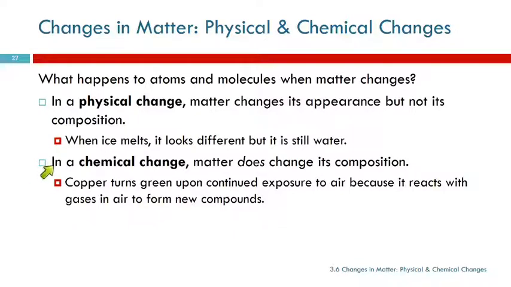In a chemical change, the matter does change its composition. When copper turns green, it gets that patina on it, it's reacting with components in the air and forming new compounds. It's chemically changed. So, a chemical change. When you demonstrate a chemical property, you have a chemical change occurring.